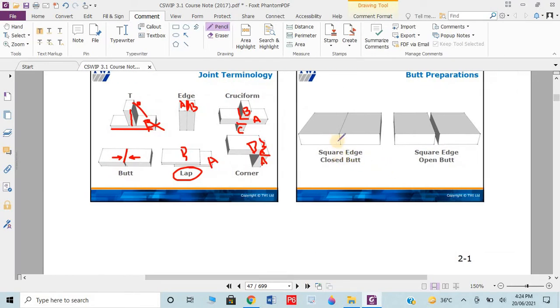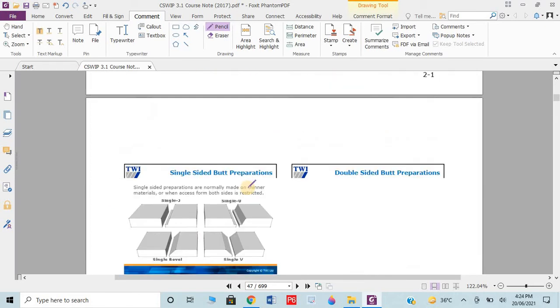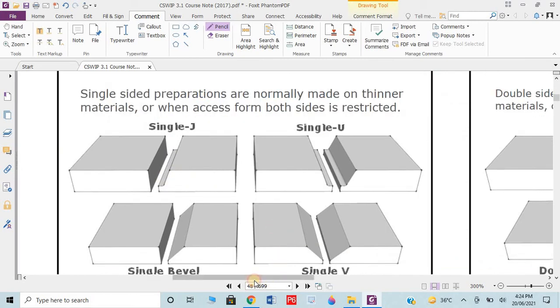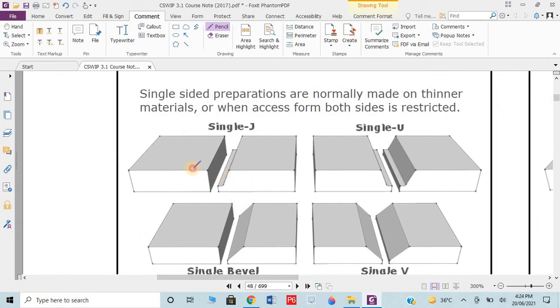Then we have square edge joint. If the joint is square, and this is close square, it is normally used in thin metals. This is open square, which we use when we have more thickness, then we need to make an open square weld. You can see it in the 3D form. Here you can see this is plate A, this is B.